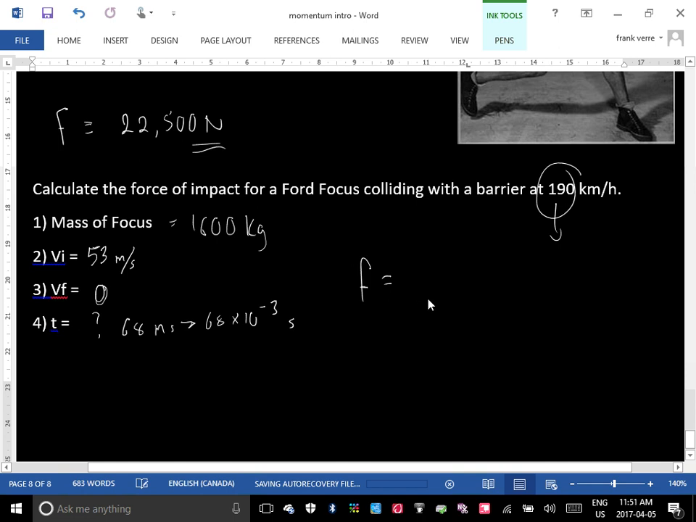Miles per hour, yeah. So I had it at 190 kilometers per hour. Again, our American friends like miles per hour. So again, it's m delta v over t, 1600. Now, delta v will be 53, right? Because it's 53 and 0. So the difference will be 53 over 68 milliseconds. So what is our force of impact?